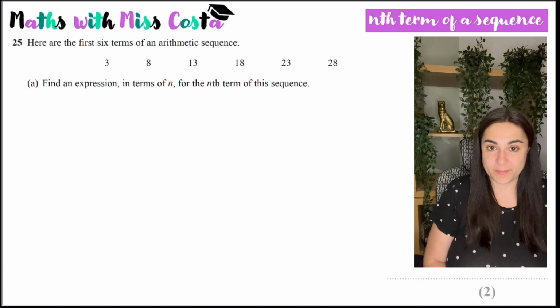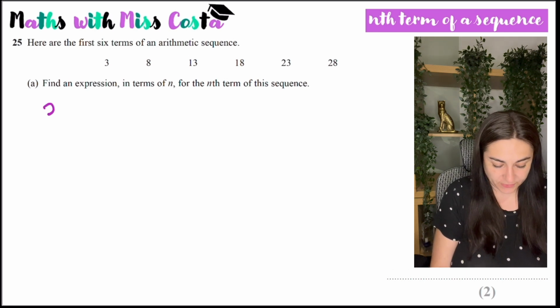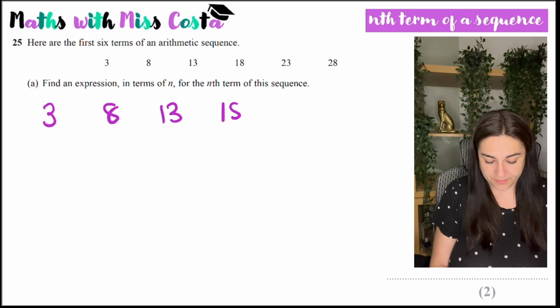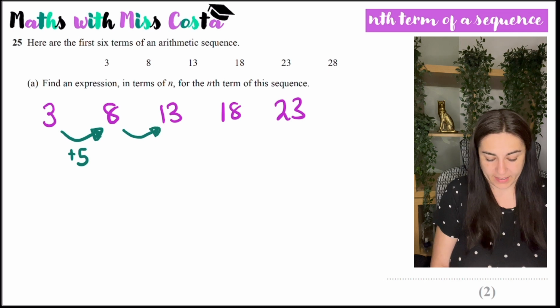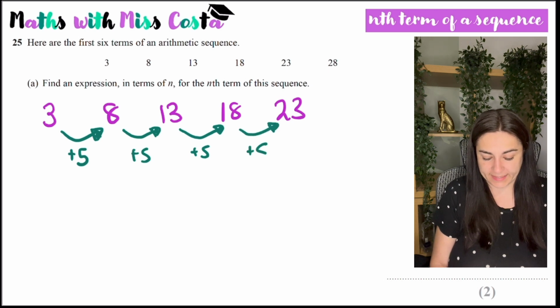Next, I've got an arithmetic sequence, which means that each term has a common difference. So the first thing I want to do is just think to myself, okay, how do I get from 3 to 8? I add 5. How do I get from 8 to 13? I add 5. From 13 to 18, I add 5. And 5 is the common difference.